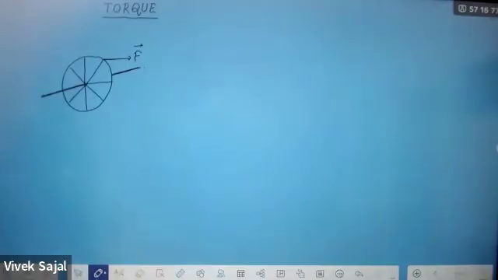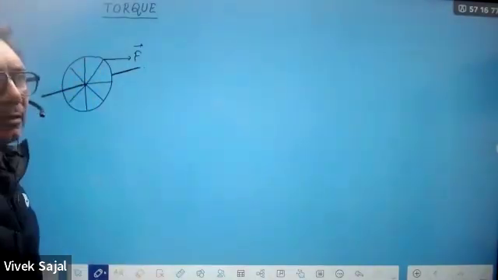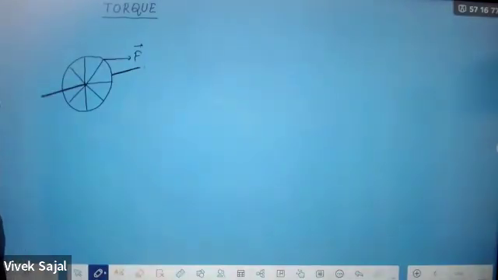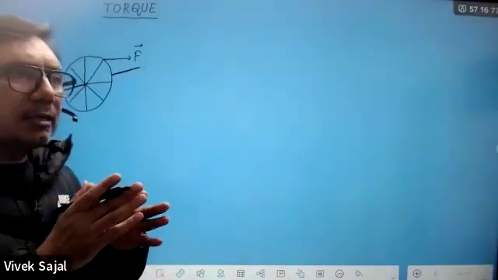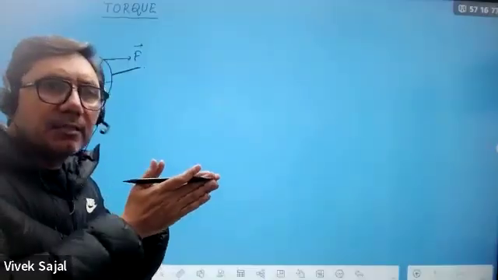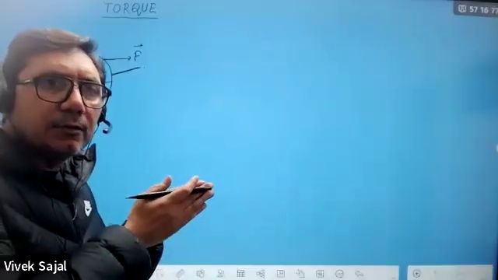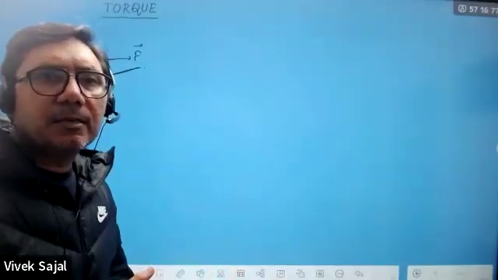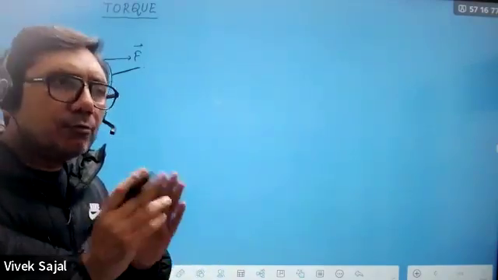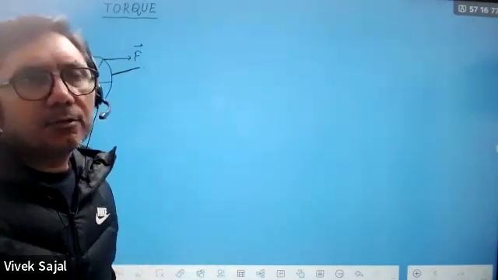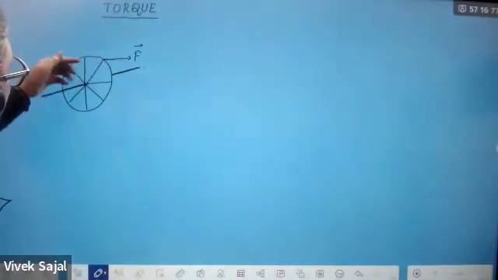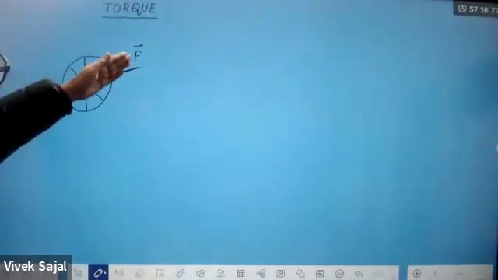So by applying a force, this wheel is going to rotate. So we are going to say that a torque is acting on it. Torque is equivalent to the force. Force in translational motion is the reason due to which translational motion takes place, and the equivalent of this in rotational motion is torque. So due to the torque a body is going to rotate; the rotation of the body is caused by a torque.